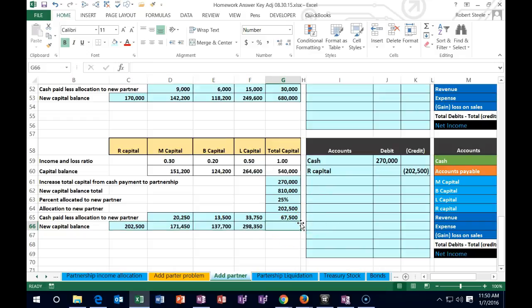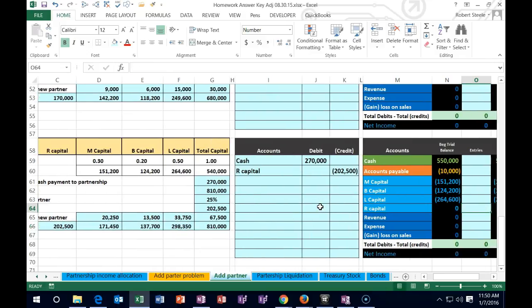And then we can sum that up. Equals the sum of this, enter, that gives us the 810. All right, so at the end of the day, R should be on the books for this, M, B, and L should be on the books for these numbers respectively. Let's see if that's what happens.